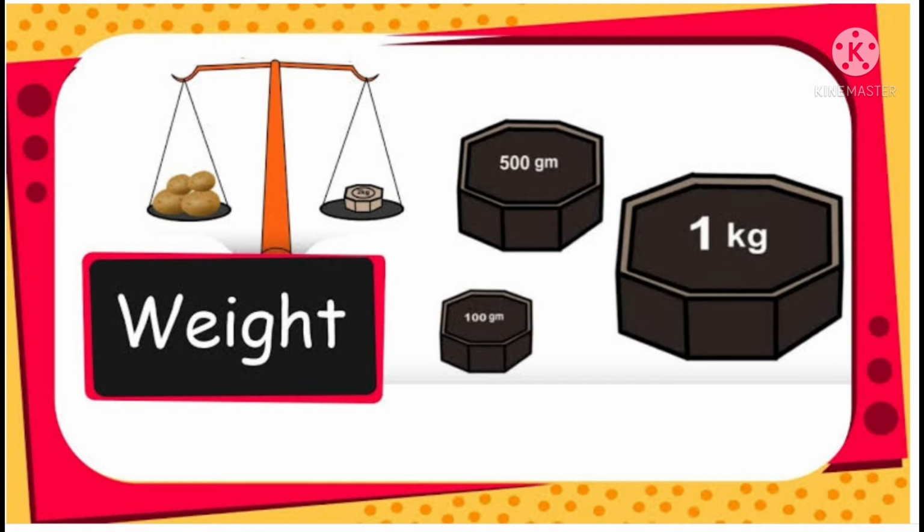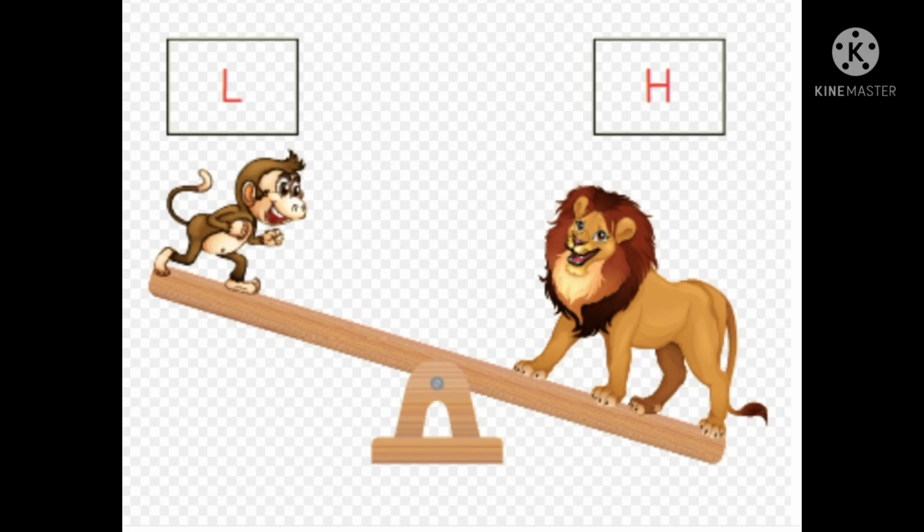So can you see, these are made of iron. Whenever you meet a greengrocer next time, ask him to show you these weights, and then you can buy anything equivalent to these weights. So look at this. A monkey has a light weight and the lion is a heavy weight. So if we want to measure their weight, we are going to use kilograms.